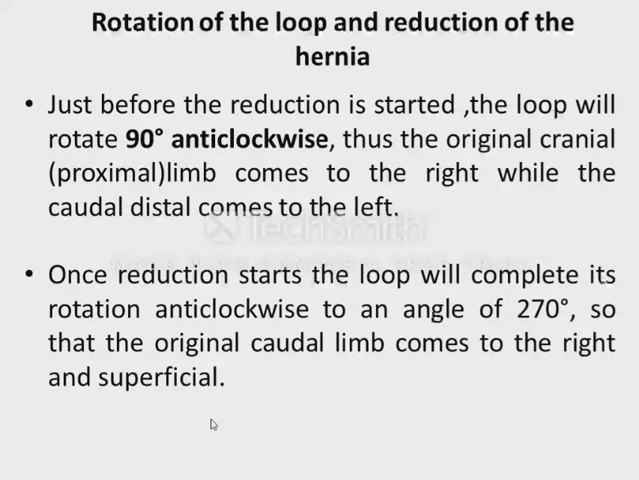The rotation of the loop and reduction of the hernia. Just before the reduction starts, the loop will rotate 90 degrees anti-clockwise, so the original cranial limb comes to the right, while the caudal distal limb comes to the left. Once reduction starts, the loop will complete its rotation anti-clockwise to an angle of 270 degrees. So the original caudal limb comes to the right and superficial.